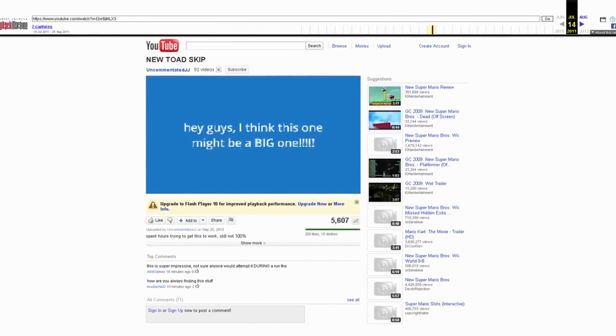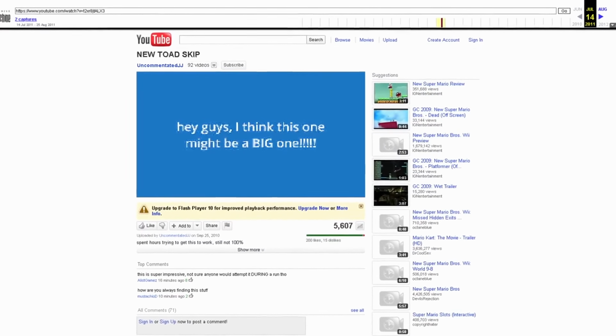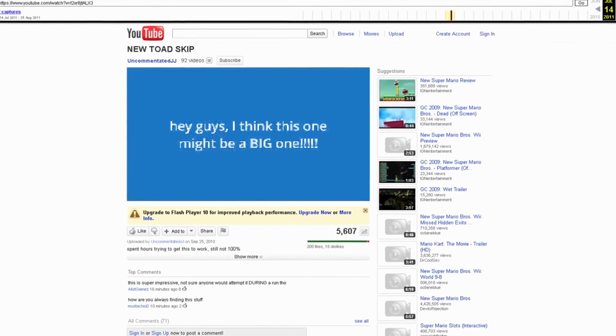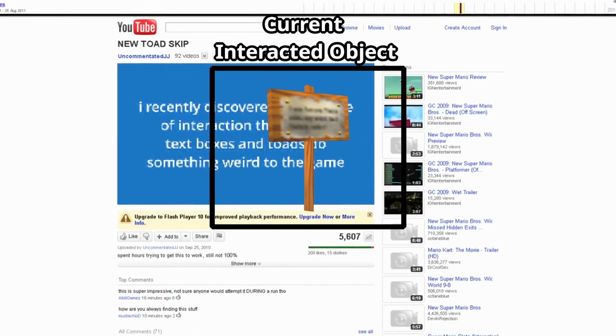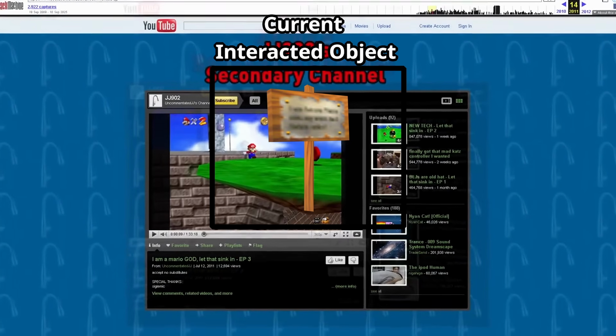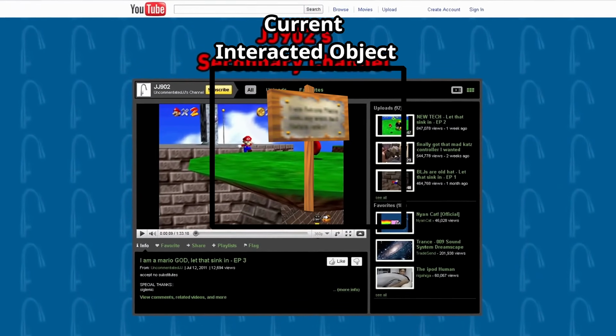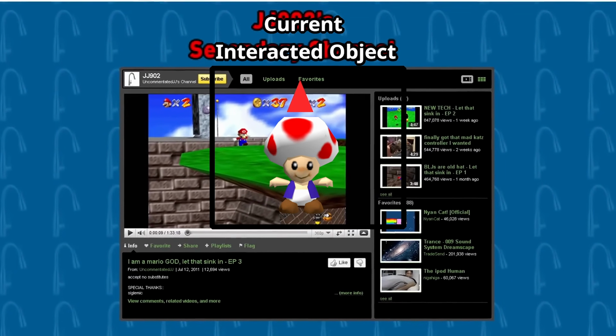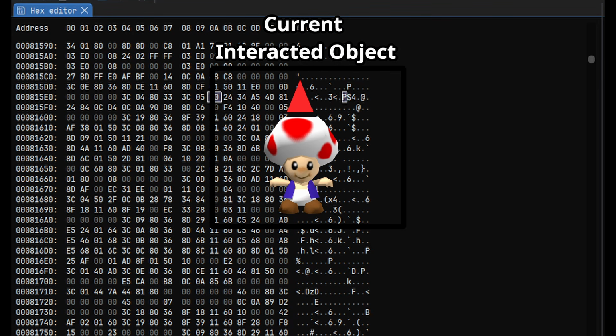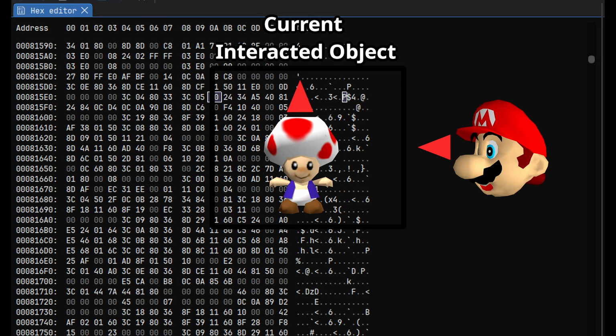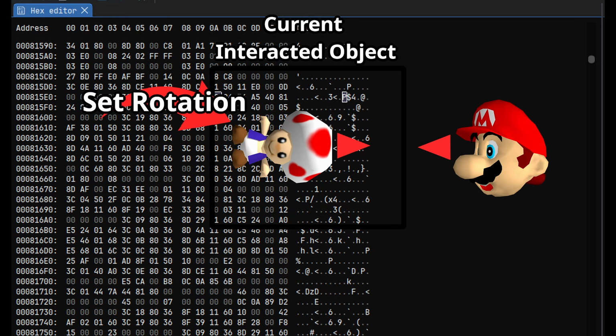In late 2010, JJ would upload a video titled New Toad Skip, in which he explained that the game stored a pointer to the current interactable object with a text box that you just interacted with, which is mainly signs that you can read, but also includes toads, since they are just signs with a pulse. He also noticed that through this pointer, the interactable object's rotation angle along the z-axis was accessed, which is used to make sure that Mario faces the object, and if the object can rotate, like toads, they will face Mario as well, using a rotation function that can be called on the object to rotate the object into the correct orientation to face Mario.